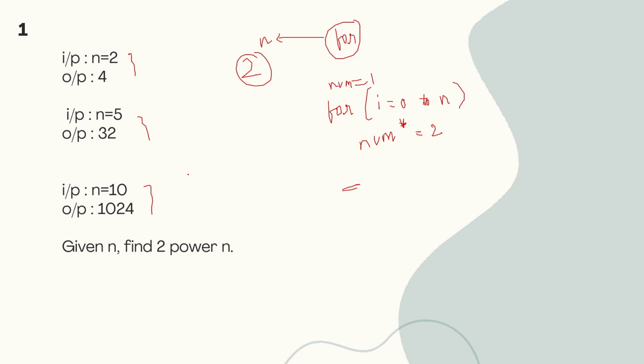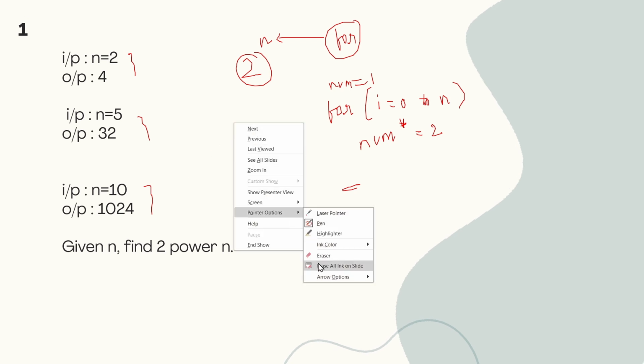But can I tell you a simple thing? We can solve this problem in one line. Do you know how we can solve this problem in one line? Let me tell you. So the input is n equal to 2 and the output you want is 2 power 2, which is simply 4. So you can clearly check here, 2 is multiplied n times. That means 2 times.